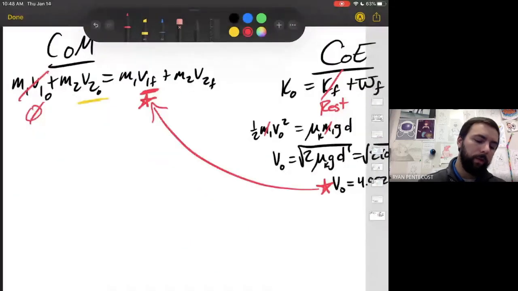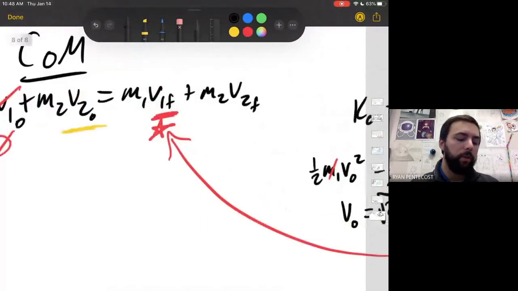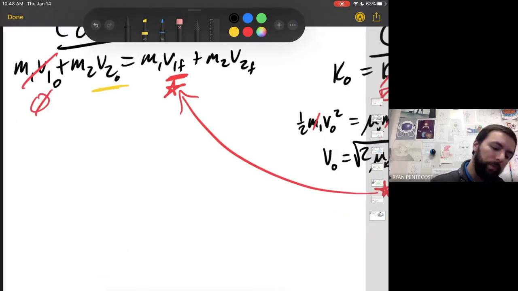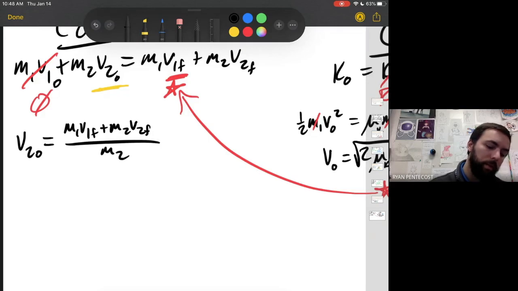Good deal. So if we come back over here, remember this is the M2 V2 initial. That is the velocity of the bullet that we're looking for. That's what the whole problem asked us to find. Then we've got M1 V1 final. That is the momentum of the block after the bullet has gone through. Then you've got M2 V2 final. That's the momentum of the bullet after it has gone through. So solve for V2 initial. You've got M1 V1 final plus M2 V2 final, all divided by M2.